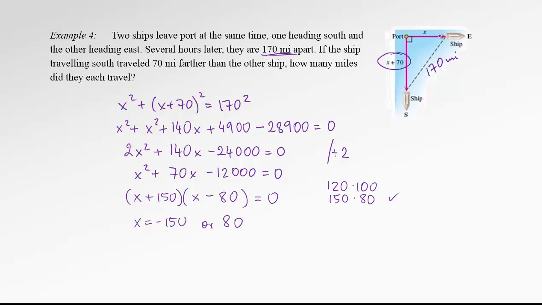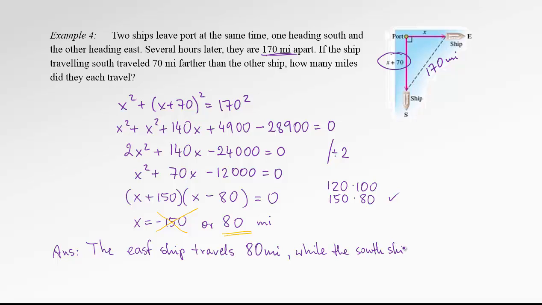Since x represents distance in miles, our answer is in miles. And obviously our distance can't be negative, so we have to exclude this possibility. The only answer is 80 miles. Okay, so we can give the final answer. The east ship travels 80 miles, while the south ship travels 80 plus 70, so it's 150 miles. And then it's done.